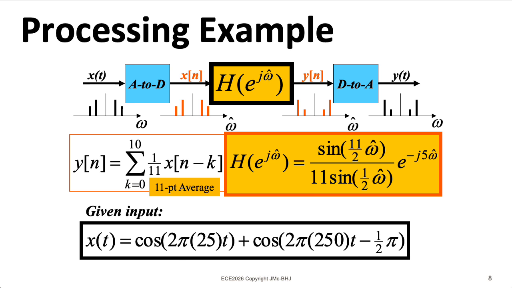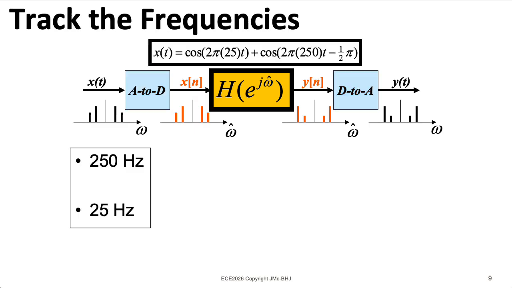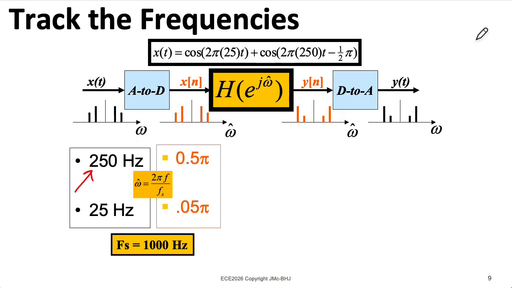Let's suppose we put in a signal with 2 unit amplitude sinusoids. One has a frequency of 25 Hz, and one has a frequency of 250 Hz with a phase of minus pi over 2. Let's suppose we sample at 1,000 samples per second. The Nyquist rate for the signal, twice the highest frequency, is 500 Hz. 1,000 is strictly greater than 500, so we don't have to worry about aliasing. So we multiply by 2 pi to convert f to omega, and then we divide by the sample rate of 1 kilohertz to put on the hat, yielding omega hats of 0.5 pi and 0.05 pi.